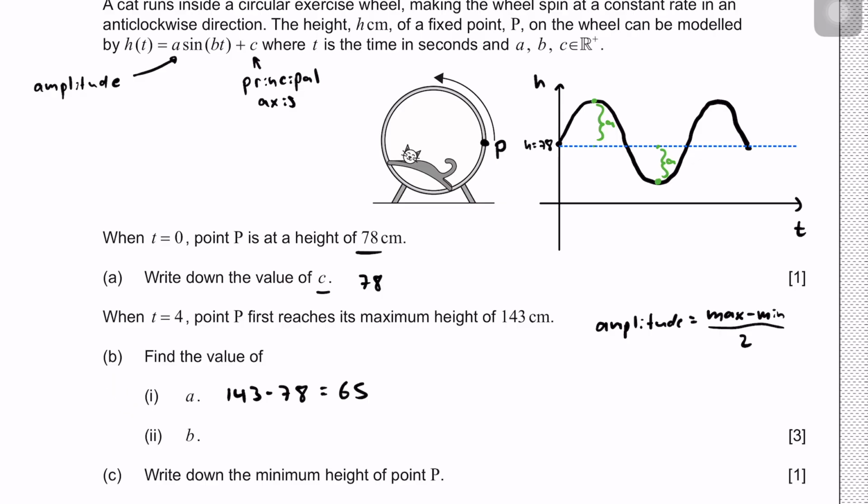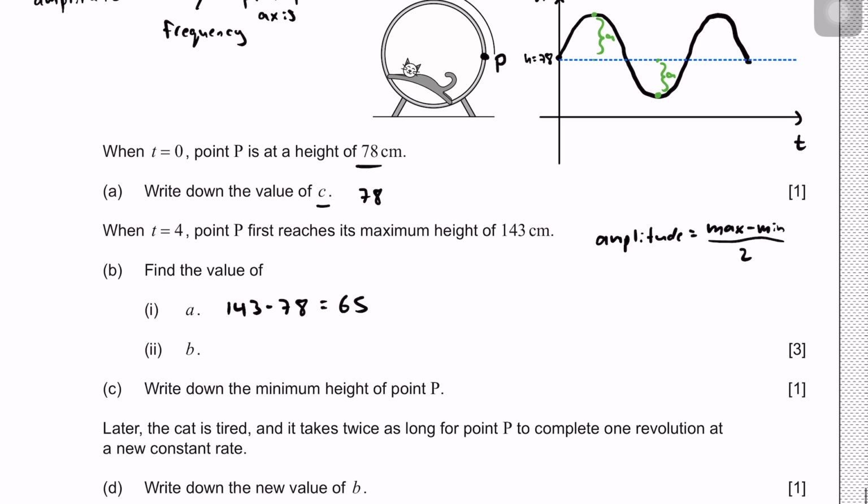part 2 of question B, we're asked to solve for B. B is our frequency. So what is B? B is given by 360 over the period. So what makes these a little challenging is they're not given in the formula booklet, so you got to remember these.